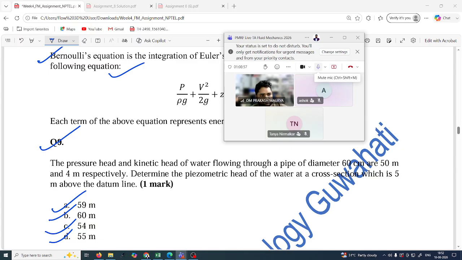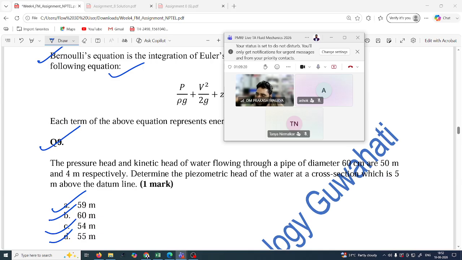Okay, so let me explain the question. He's typing, so he is telling option D is correct. Tanya is telling option C is correct. Okay, so let me just explain.